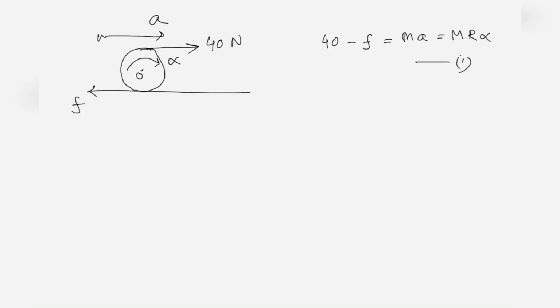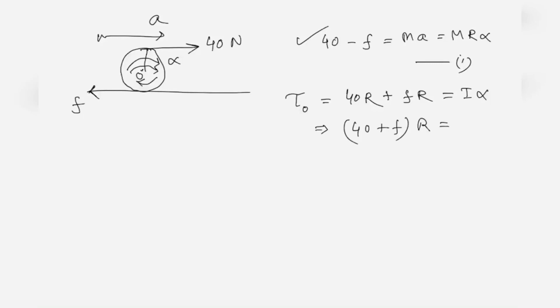And for the rotational part, tau about O is what? For 40 Newton, the torque is 40 into R, and for this friction, the torque is F into R. And see, for 40 Newton, the body will rotate in this direction, that is in the same direction as alpha, and for F also, the body will rotate in the direction of alpha. So both the torques will add up, equals I into alpha. So 40 plus F into R equals I alpha. I is what? For a hollow cylinder, I is mr square only. So 40 plus F equals m r alpha.